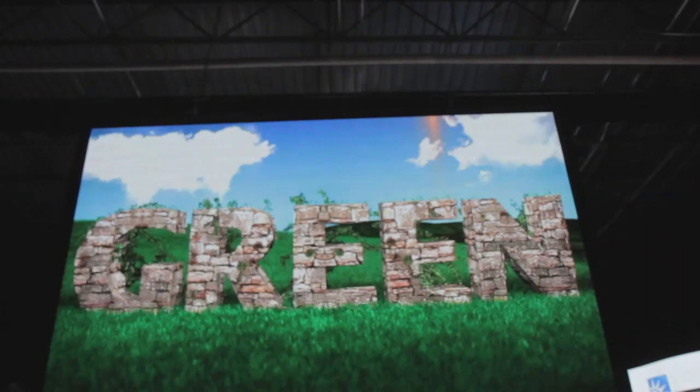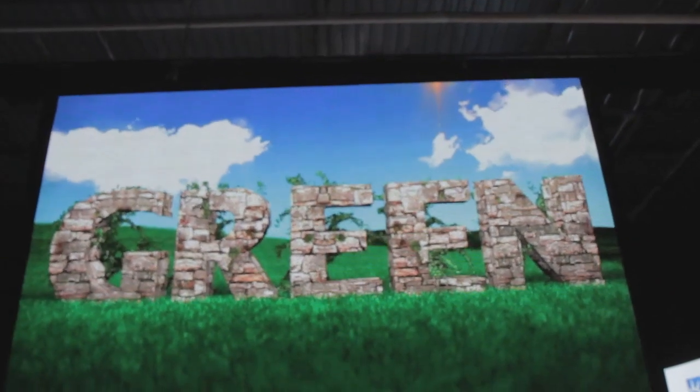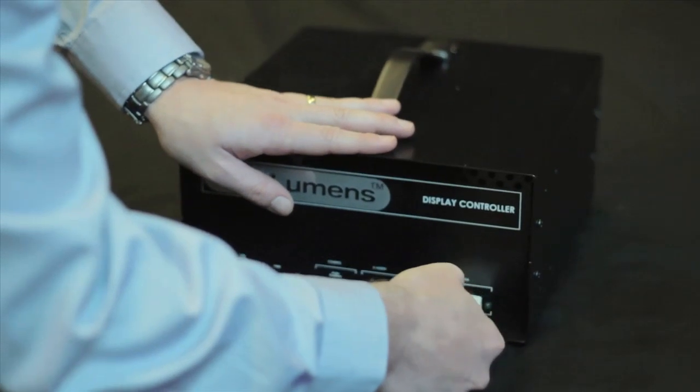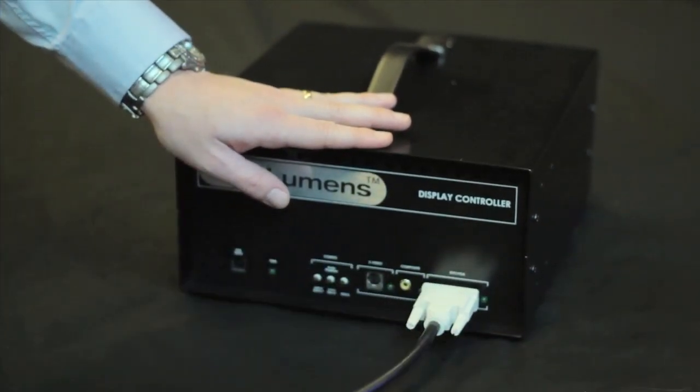NanoFlex displays use LED technology, which makes them extremely energy efficient, drawing minimal power and reducing your cost of operation. They are also simple to use. Just plug the input of your choice into the supplied controller and you're ready to go.